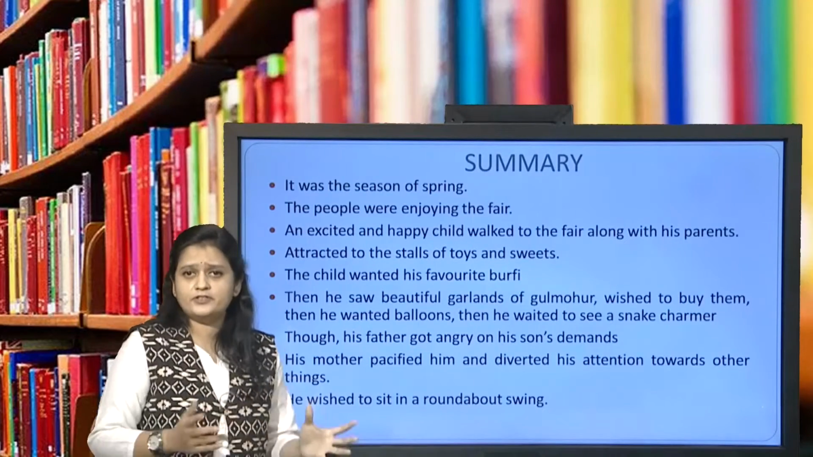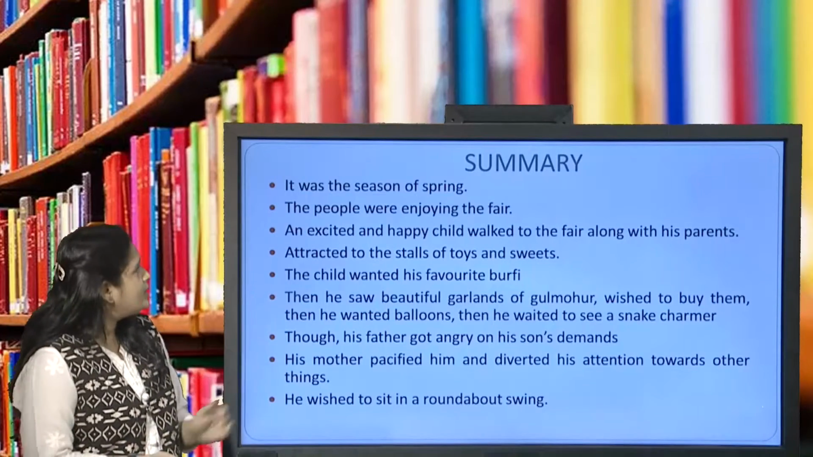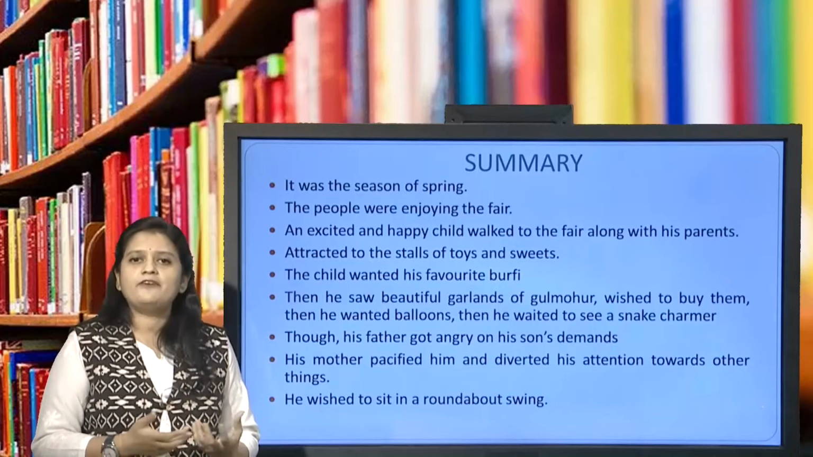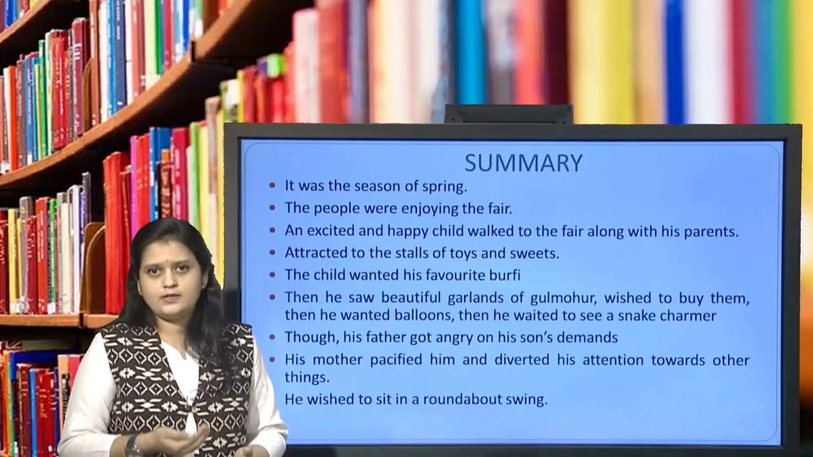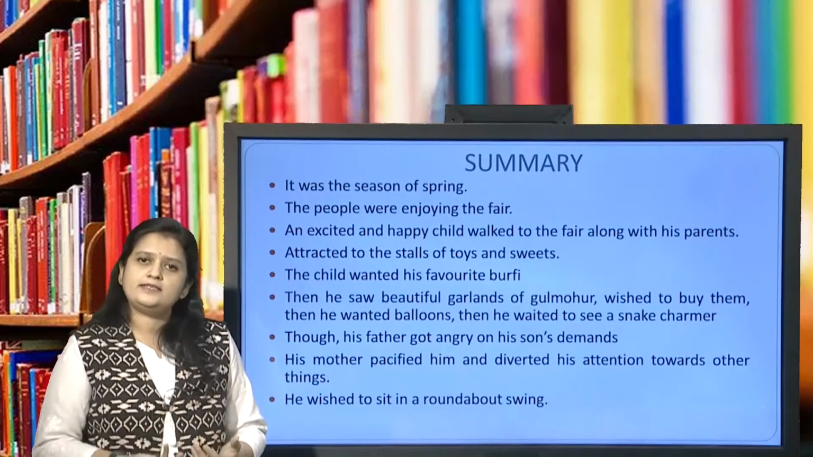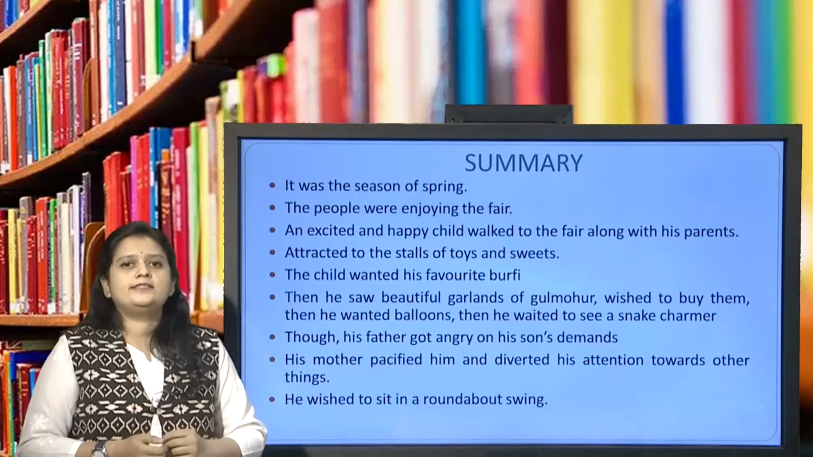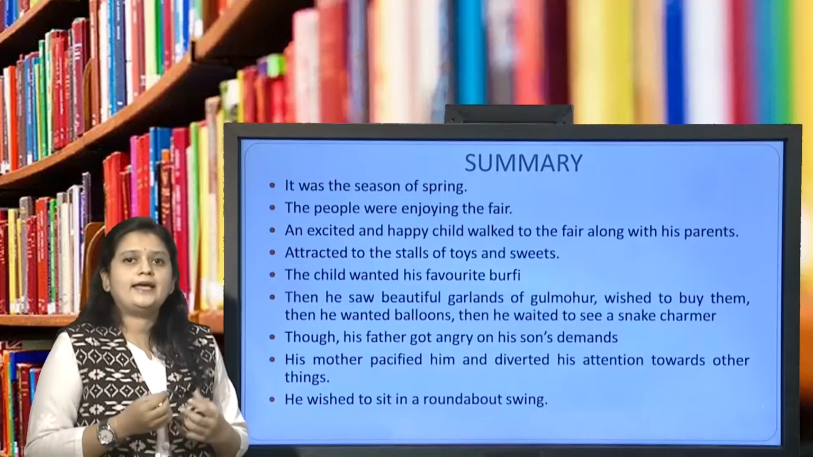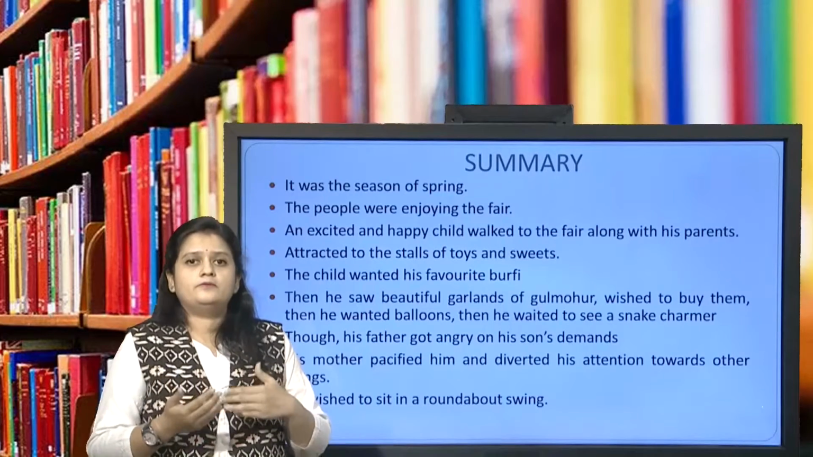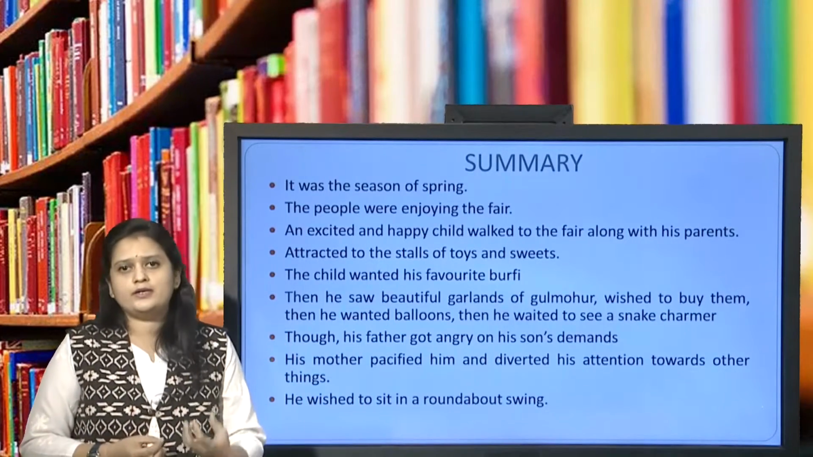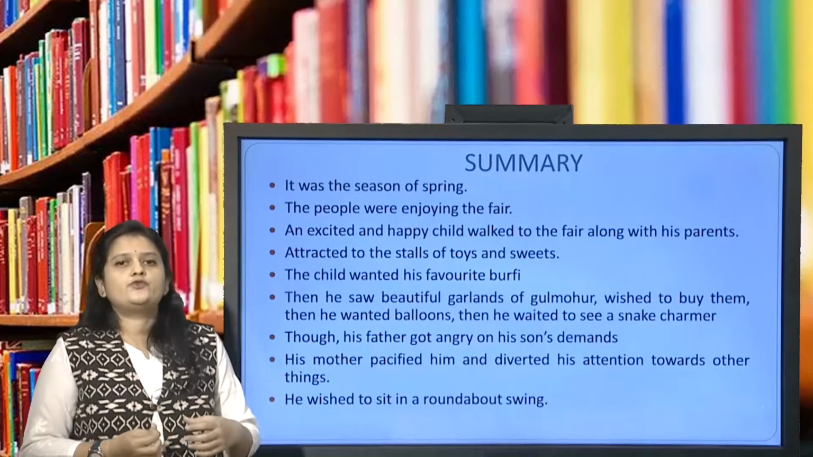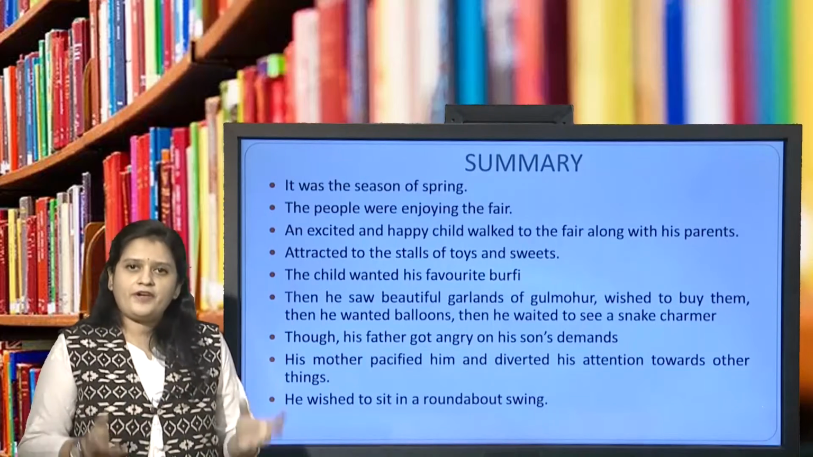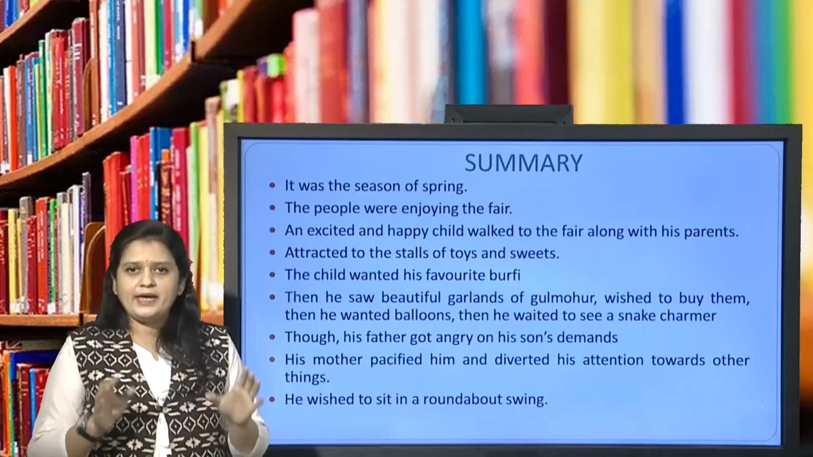So the summary of the story goes like this: it was a season of spring. In India we have a culture of celebrating seasons, and spring is a season of love. It is a season of harvest where farmers in villages are happy to have their crop, and their hard work is paid off in the season of spring. So spring is normally celebrated in the villages of India with a fair, which we call a mela, right?